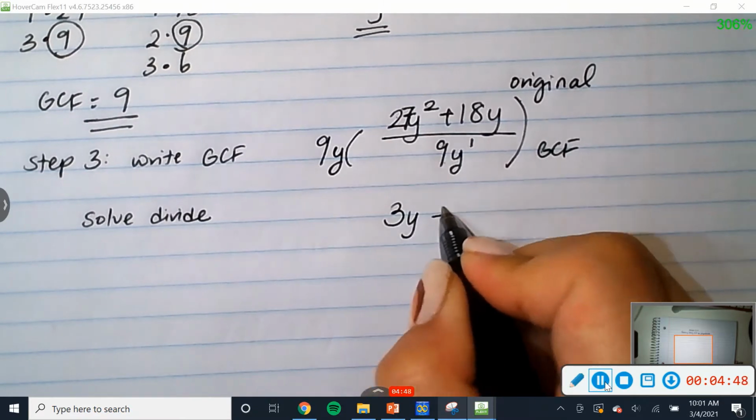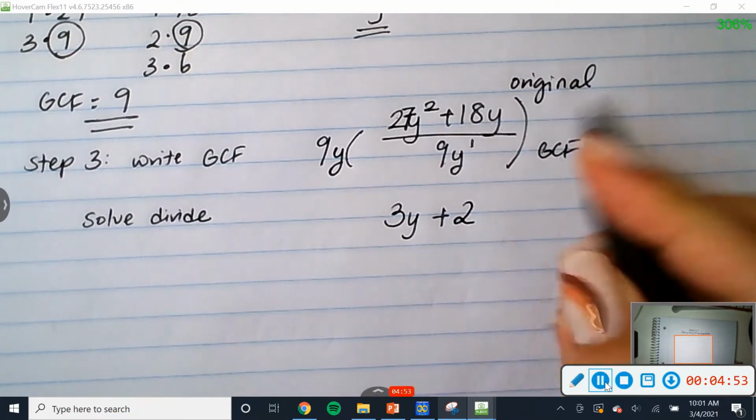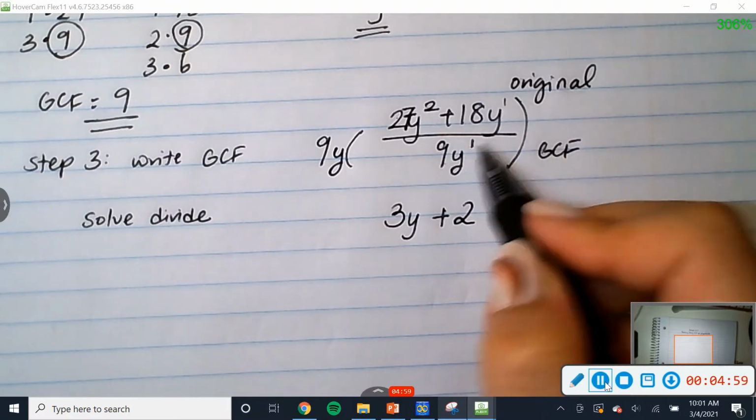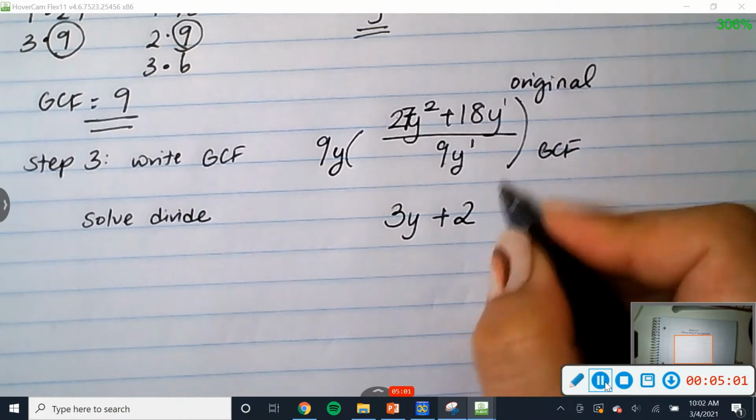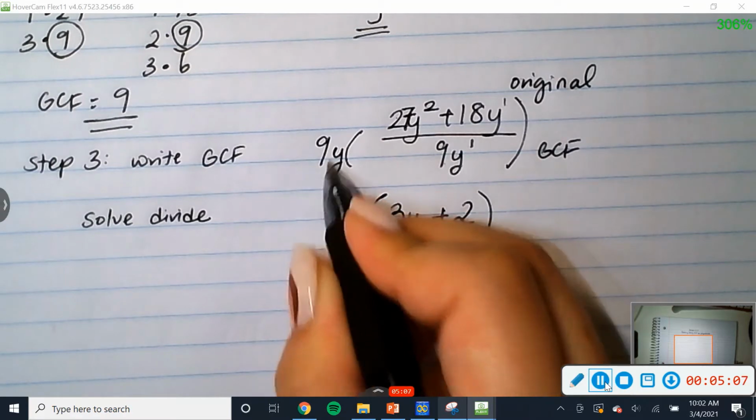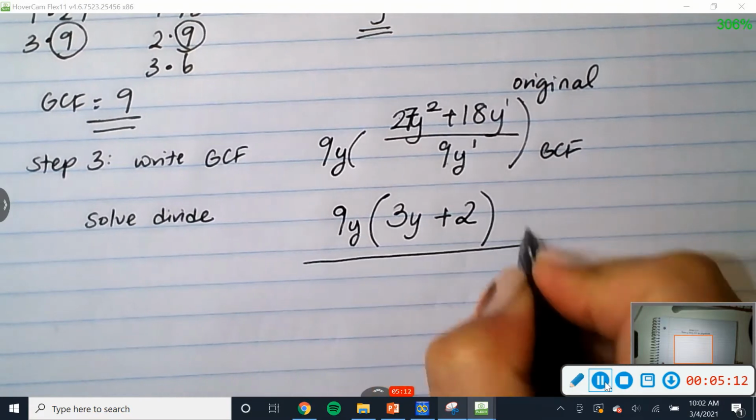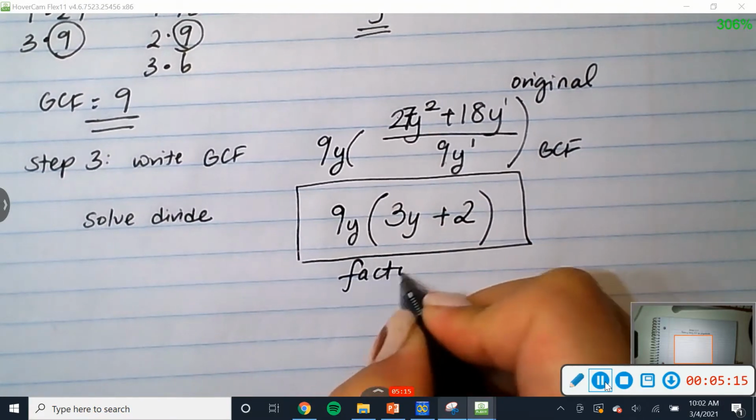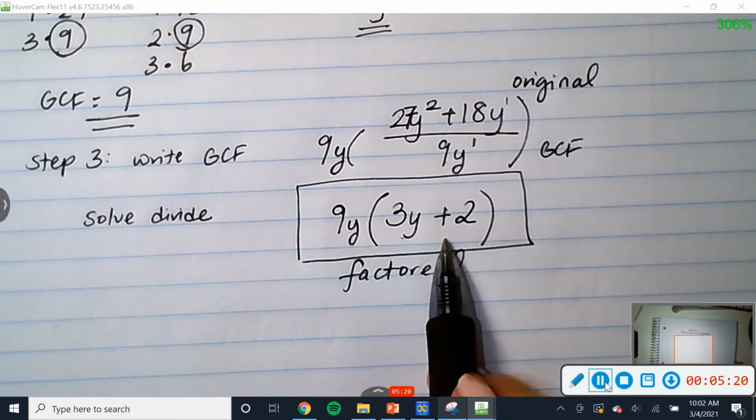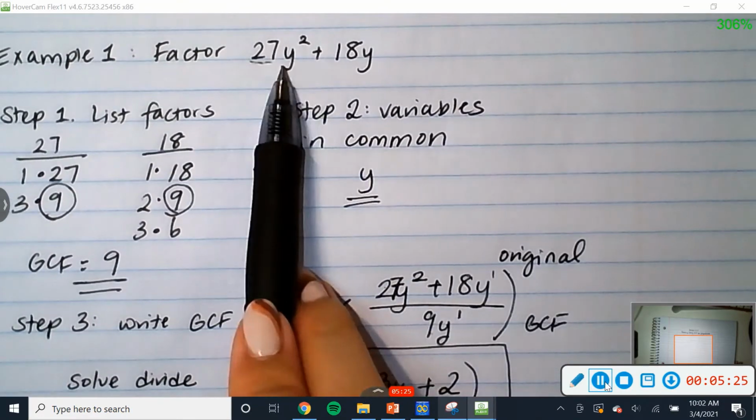Dividing the second term, 18 divided by 9 is 2, and these y's will cancel out, right? Because y to the first minus y to the first is just 0. So these will cancel out. So I'm just left with 3y plus 2, and don't forget your GCF on the outside. So we divided it, and this is our answer. This is factored. We have our GCF on the outside, and we have a new expression that's being multiplied by it. This is our factored solution to this original expression.